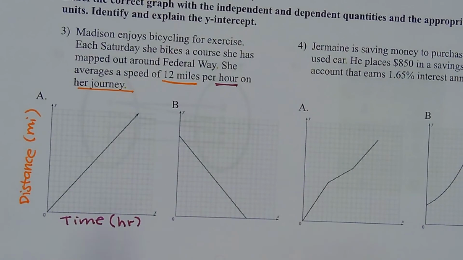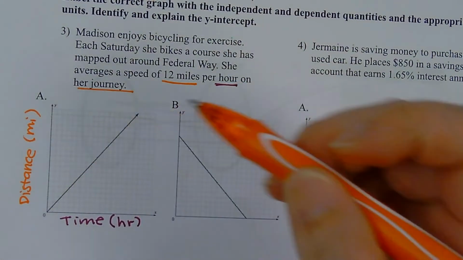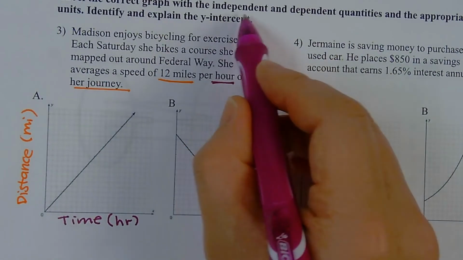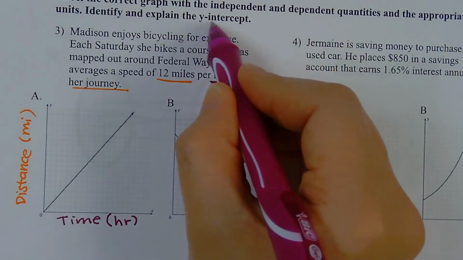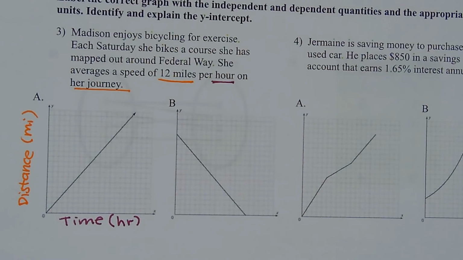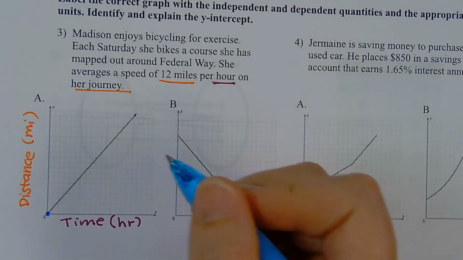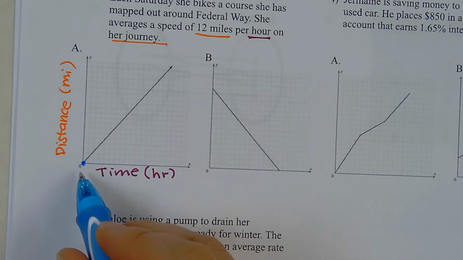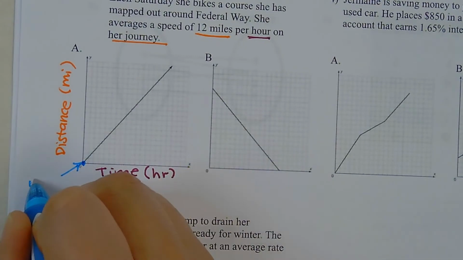If you want to be a little more specific, you can say distance biked, but distance is okay too. Let's see here. It says label the correct graph with the independent and dependent quantities, and we've got the units. Oh, and it says identify and explain the y-intercept. So we'll make the y-intercept blue. Remember, the y-intercept is a point, not the y-axis. A lot of people say, oh, the y-intercept is the y-axis. That is incorrect. So this is the y-intercept.